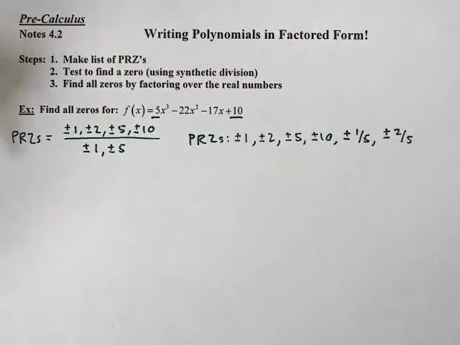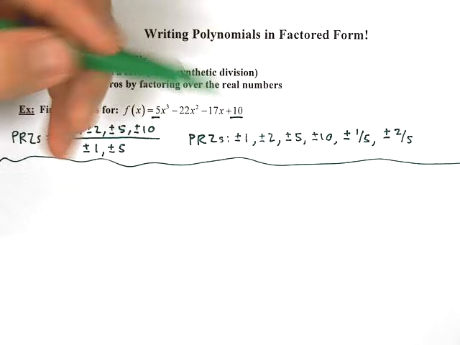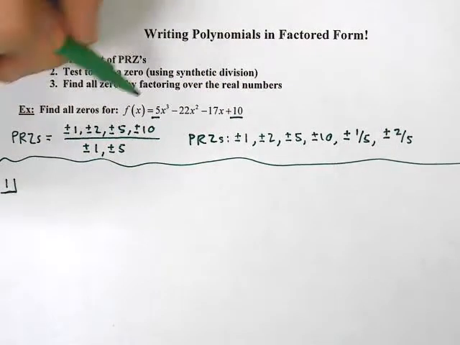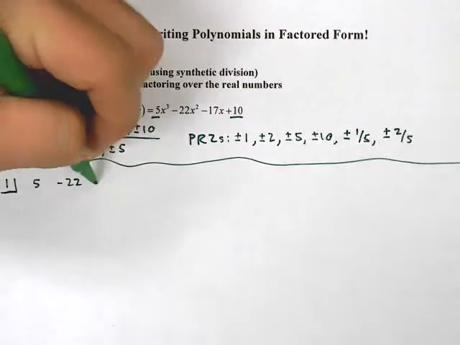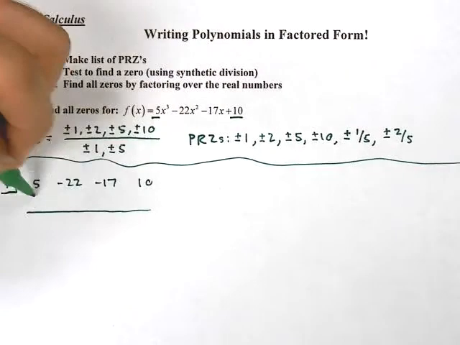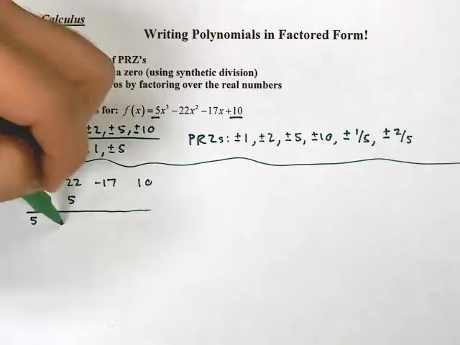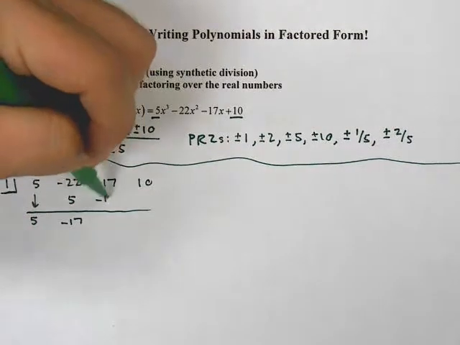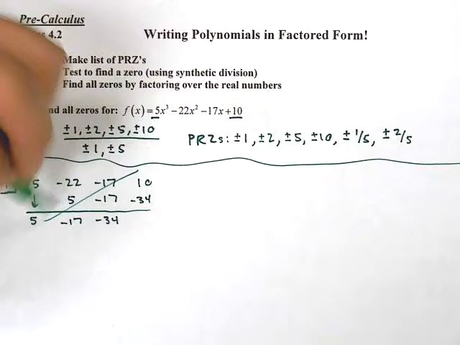So we start to test. We use synthetic division, right? Once we have our PRZs, I usually just start right at 1, okay? So I'm going to test 1, and I'm going to say that my coefficients of everything are 5, negative 22, negative 17, positive 10. So remember, we bring this 5 down. That's 5. What is this? Negative 17, negative 34. Not working. Okay. We'll cross that off.